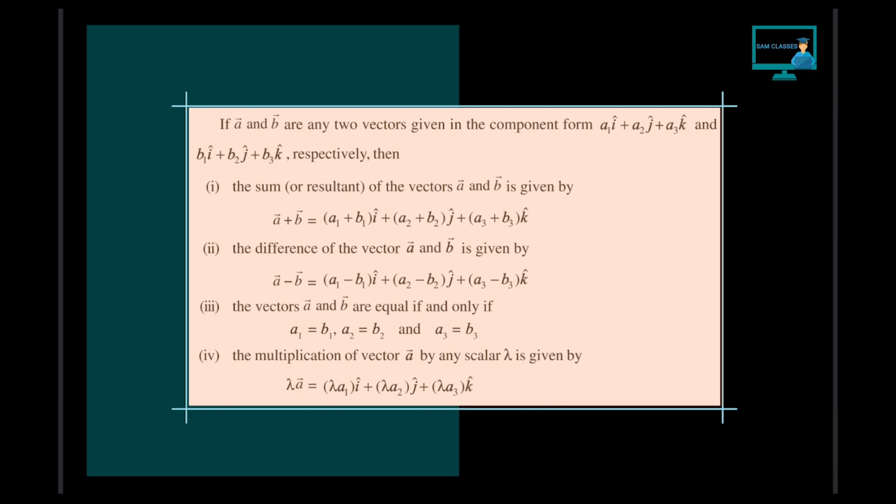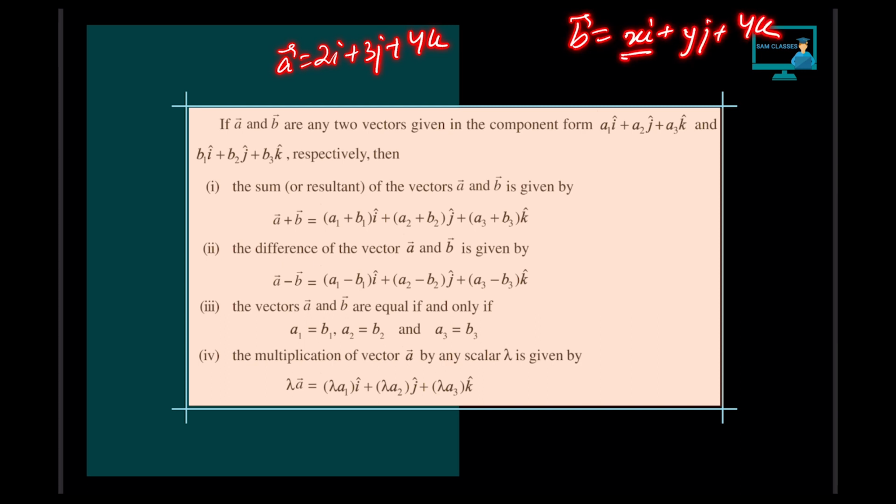A lot of times what happens, let's say vector A they have given us 2i plus 3j plus 4k, and this is equal to vector B, that is xi plus yj plus 4k. So what you can say, x will be equal to 2, don't interchange, y will be equal to 3. This one will be equal to this one, and the first one will be equal to the first one. Okay, very simple.